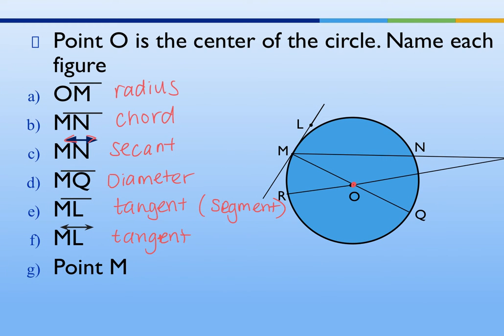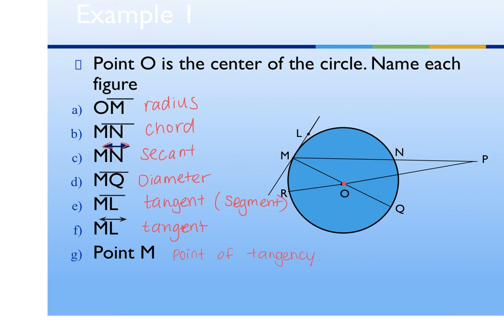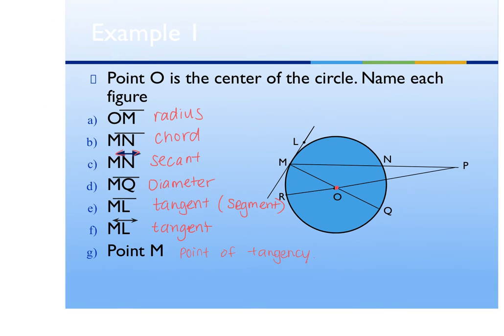And then what is point M? Point of tangency. Perfect. Points of tangency. Any questions on this first image, this first example? Are you guys with me so far? Anything confusing about any of the words?